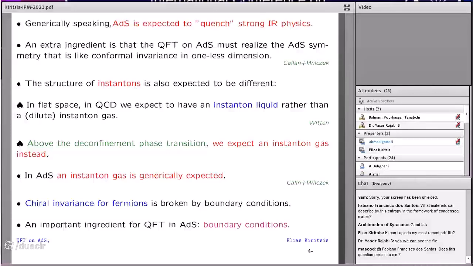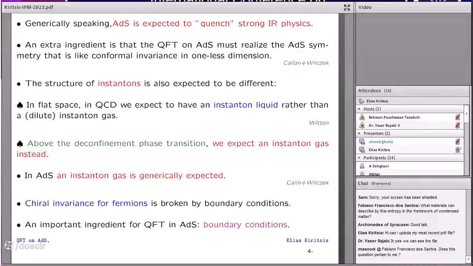It was also noted that the structure of instantons and their dynamics is expected to be different if you put a gauge theory on AdS. In flat space, in QCD, we expect, since the work of Witten in the 80s, to have an instanton liquid rather than a dilute instanton gas. And only if you go above the deconfinement phase transition, you expect an instanton gas. However, in AdS, you expect always an instanton gas independent of the phase.